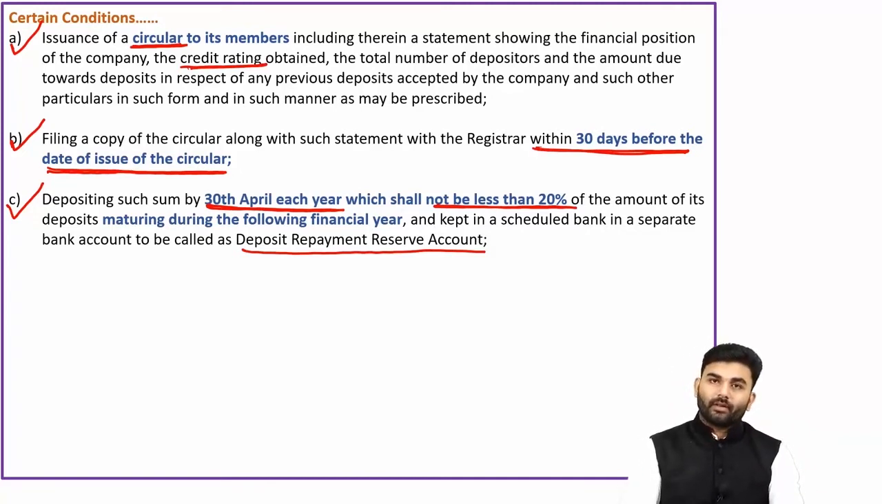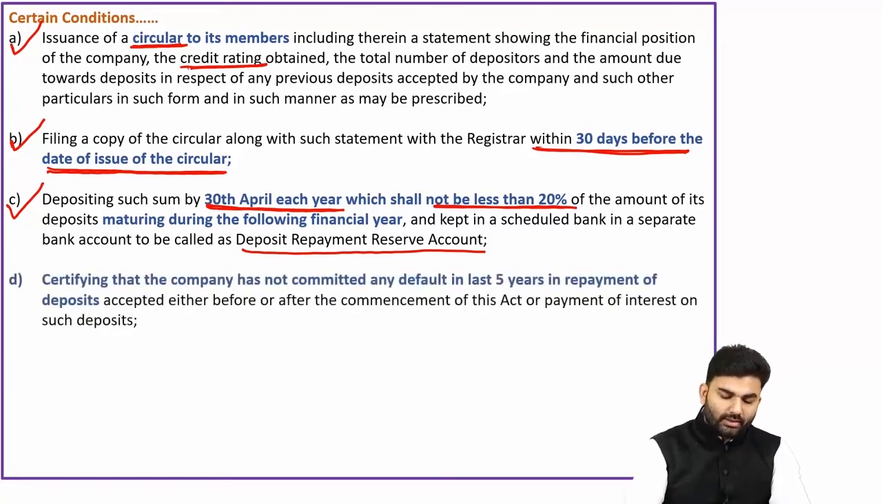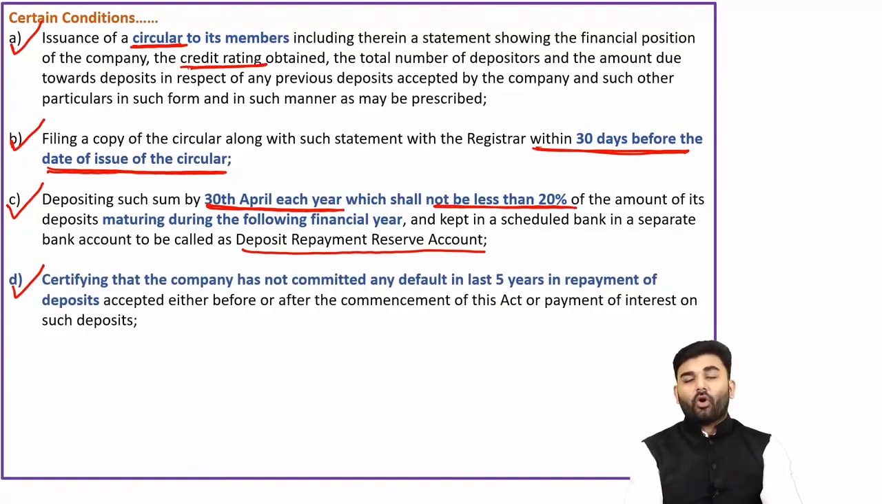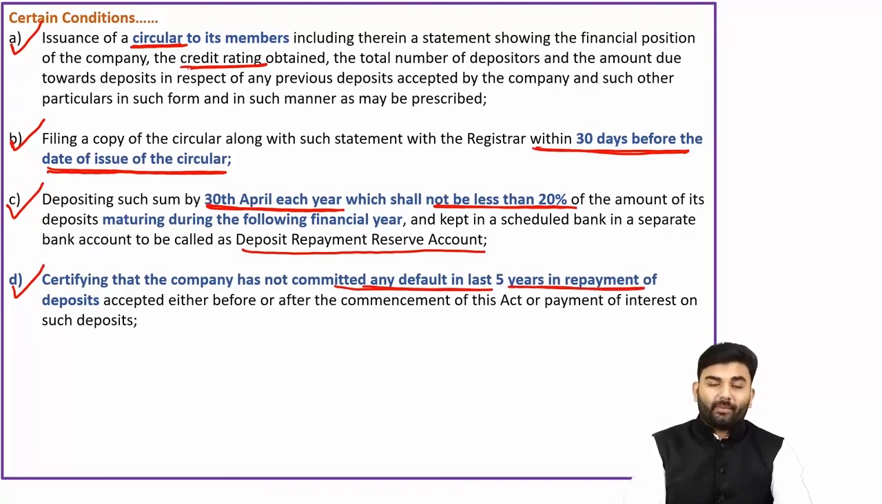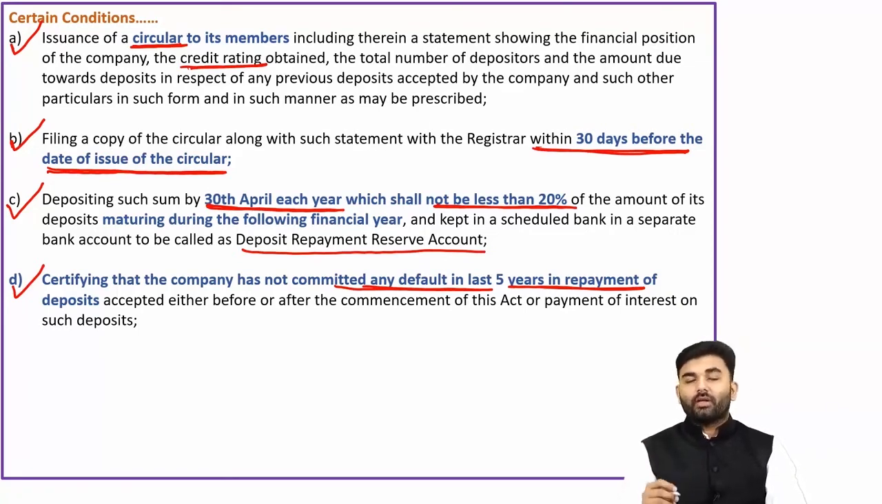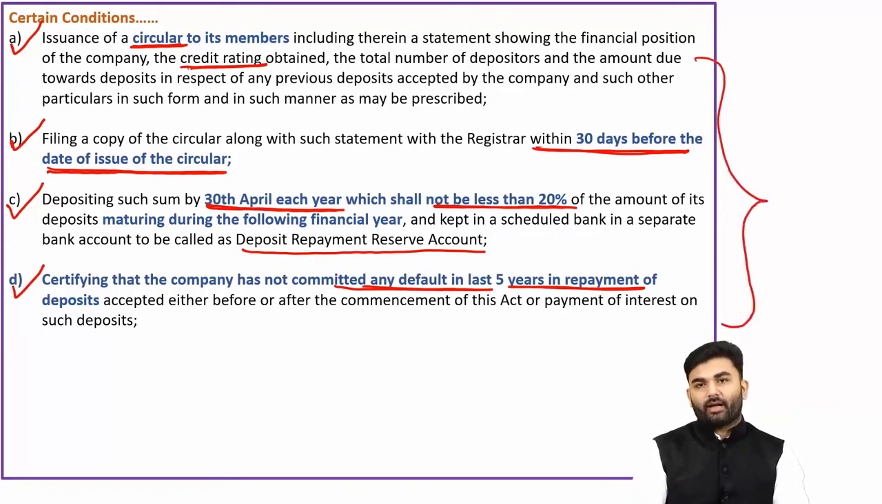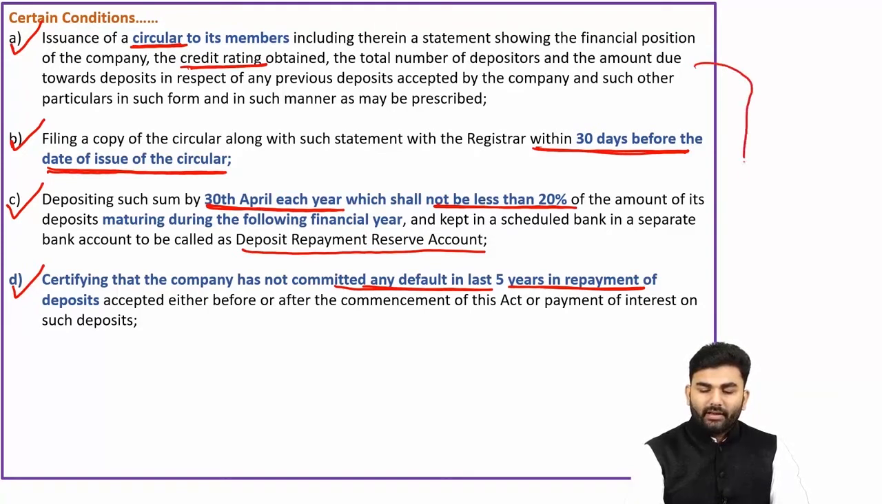Over here, the company needs to issue a certificate stating that the company had not made any kind of default in the last 5 years, either towards repayment of principal amount or towards repayment of any kind of interest amount. Such a certificate will be issued, and the default was neither made towards the principal amount nor towards the interest. So point number A, B, C, D are mandatorily required to be followed by every company.